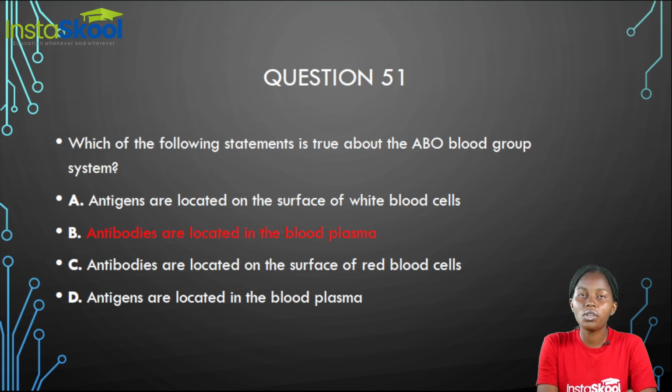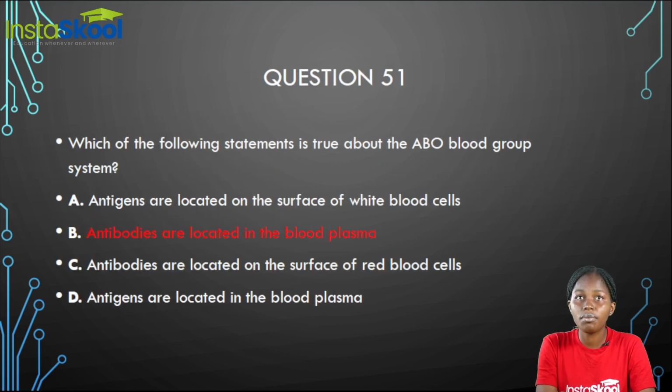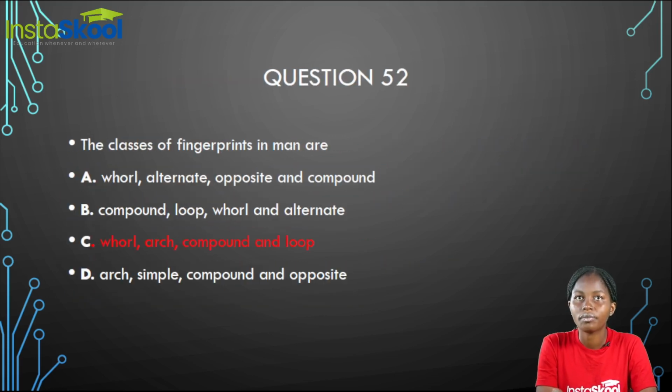So we're looking for the one that is true. As I've said earlier, the antigens are located on the red blood cells and not the white blood cell. So option A is wrong. Now, what of option B? Antibodies are located in the blood plasma. This is correct. In the ABO blood group system, the antibodies are usually located in the plasma of our blood. So we move on to our question 52.